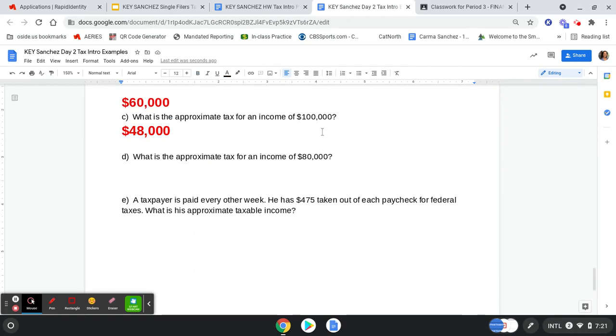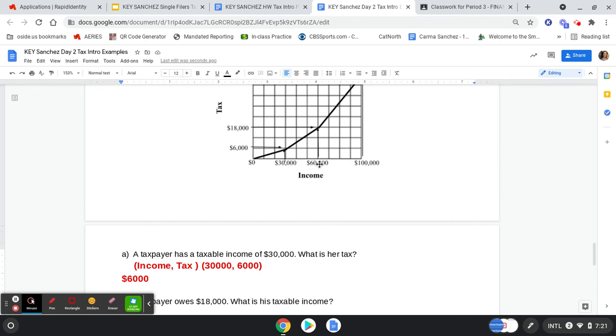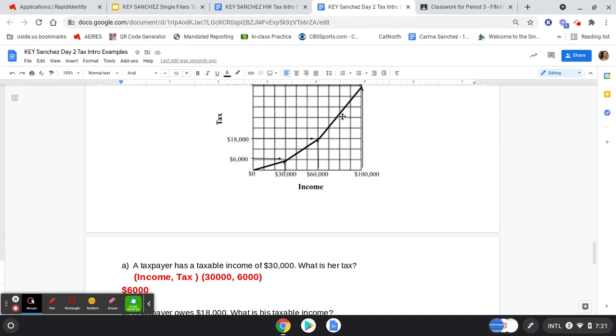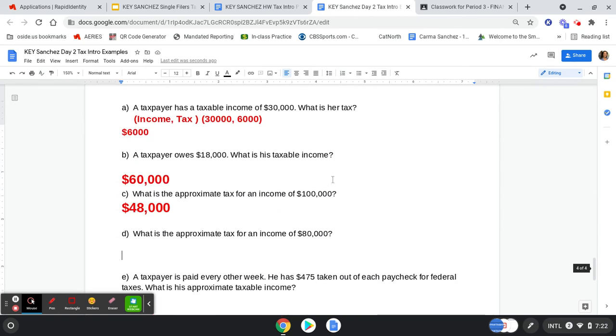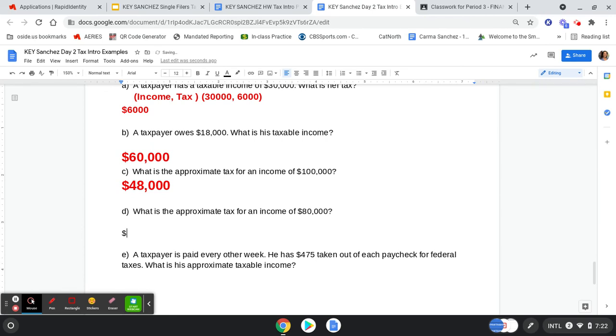What is the approximate tax for an income of 80? So if this is 60 and this is 100, I'm going to go right in the middle. I'm going to follow it up. And I'm looking how this is going 6, 12, 18. It's going up by increments of 6,000. And to land on this line right here, it's about halfway up. So 18 plus 6 would be 24. 24 plus 6 would be 30. And it's about halfway up after that. So I'd say it's about 33,000. What do you think? Go take a peek at the table and see if you agree. I'm going up about halfway into the line or the box.